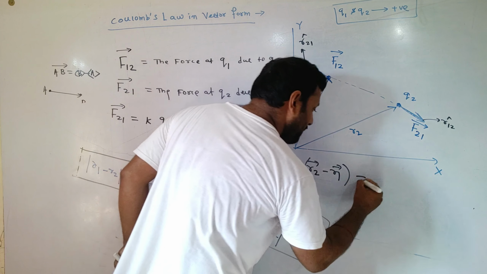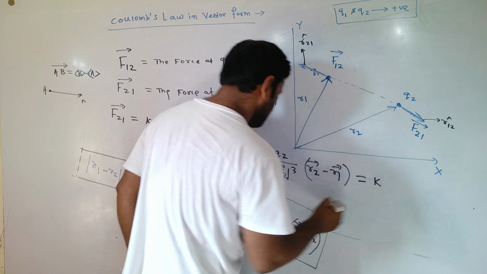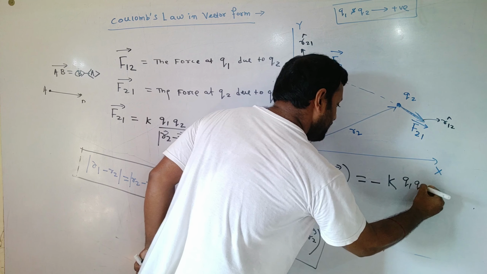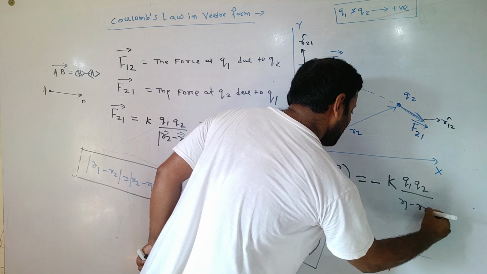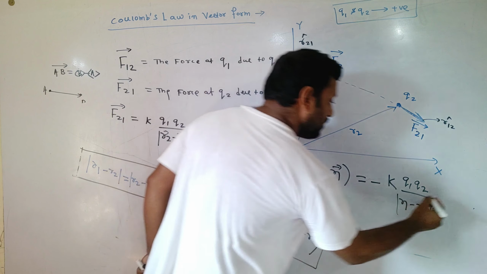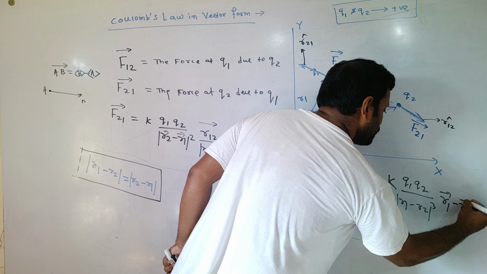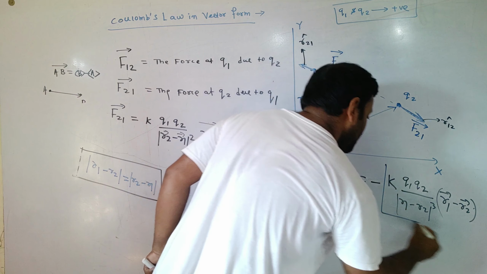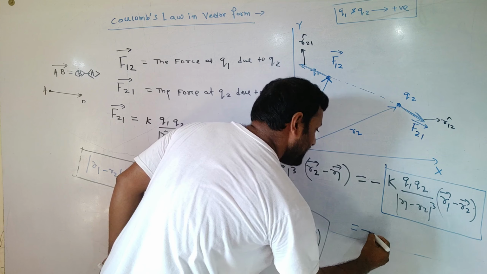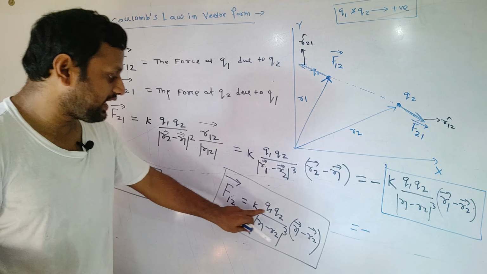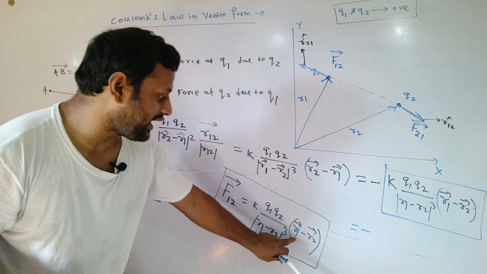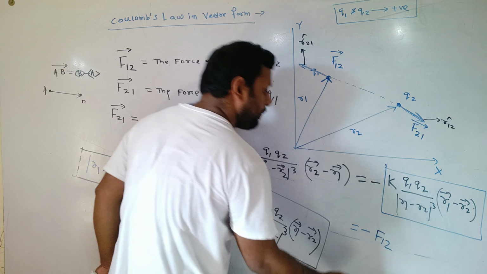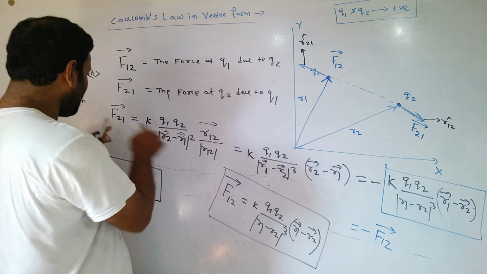So for that purpose now again I am writing k, I am taking common minus k q1 q2 divided by r1 minus r2 mod cube into r1 vector minus r2 vector. Just look at here, k q1 q2 divided by r1 minus r2 cube into r1 vector minus r2 vector is nothing but F12.